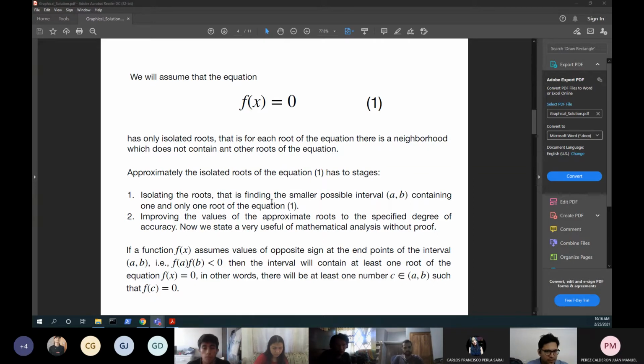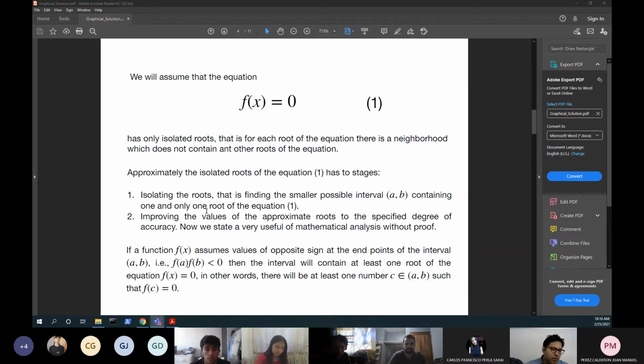We are assuming this. Okay, so approximating the isolated roots of the equation 1 has two stages. Okay, isolating the roots, that is finding the smallest possible interval A and B. So the smaller, the better. Why? Because we're going to be able to see the solution geometrically and numerically. This interval AB has to contain one and only one root of the equation 1. So it's important that the neighborhood A and B contain only one root.